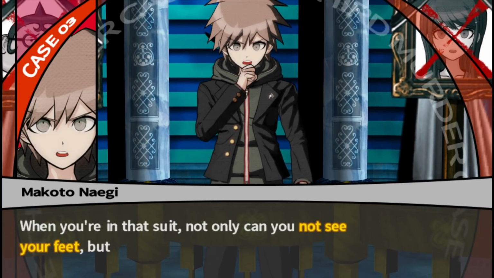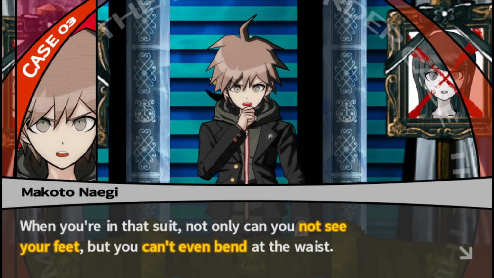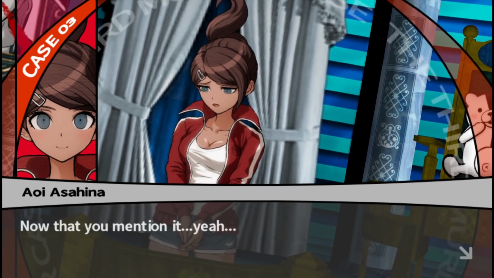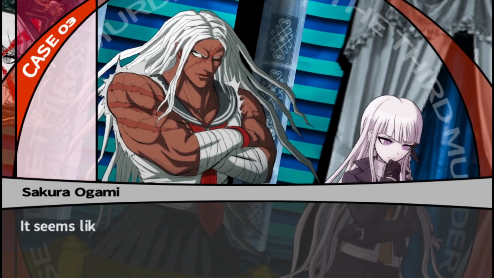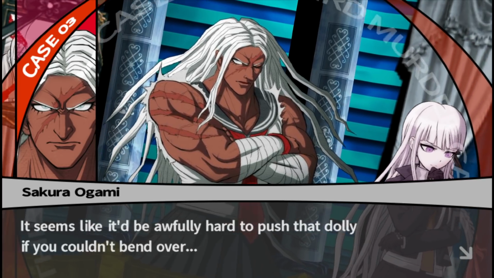When you're in that suit, not only can you not see your feet, but you can't even bend at the waist. Am I right about that? Now that you mention it, yeah. It seems like it'd be awfully hard to push that dolly if you couldn't bend over.